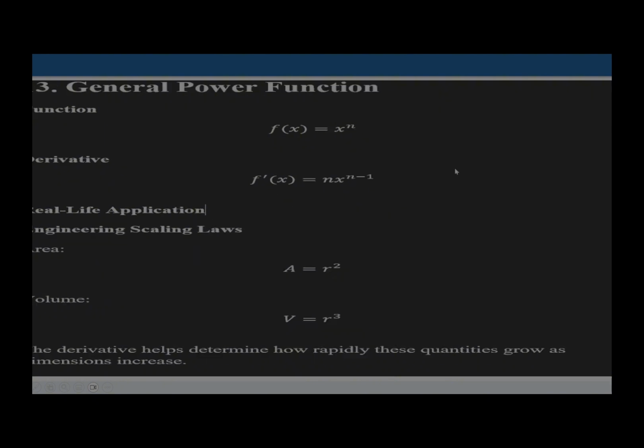General power function, we just talked about before: the derivative will be n x to the n minus 1, reduced by 1. Here is an engineering scaling law, like area equals r squared, volume V equals r cubed, and so on. The derivative helps determine how rapidly the quantity rises as the dimension increases.